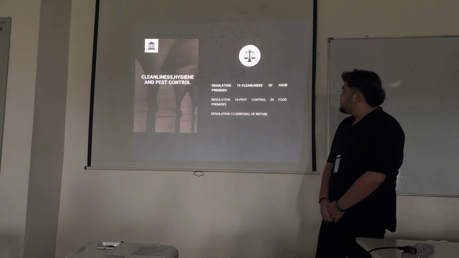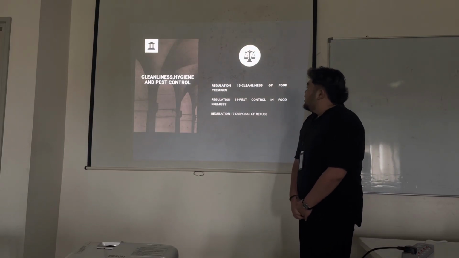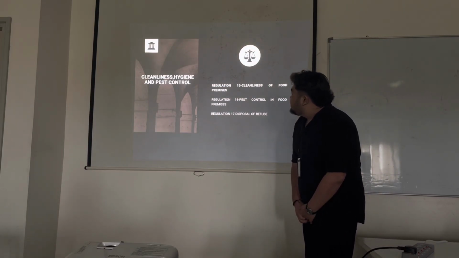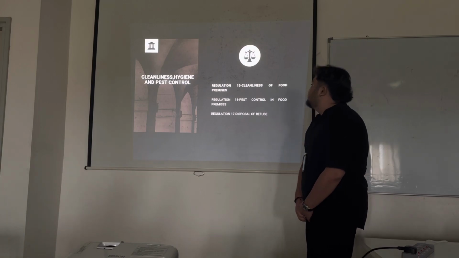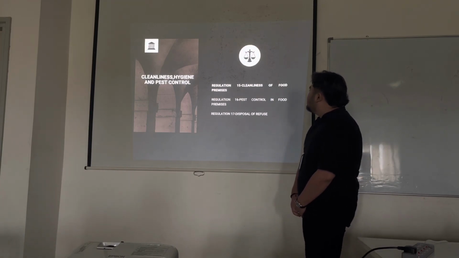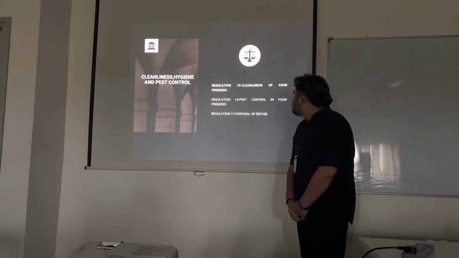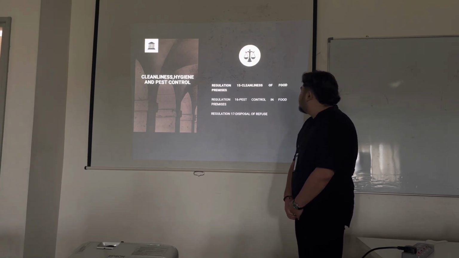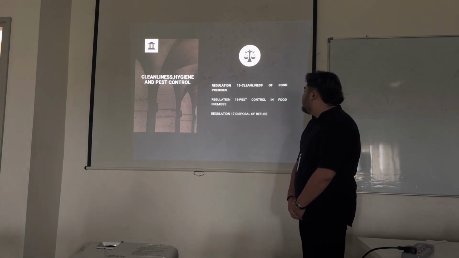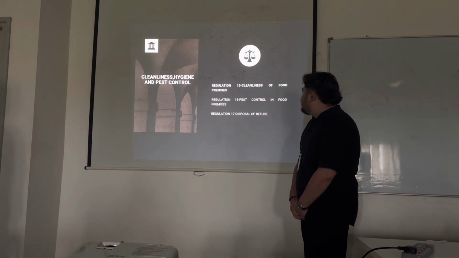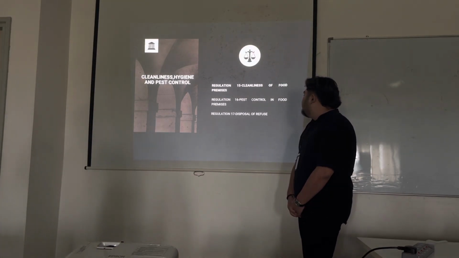The next one is cleanliness, hygiene, and pest control. In regulation 15, cleanliness of food premise. The next one, regulation 16, is pest control in food premise. And the last one is regulation 70, disposal of refuse.